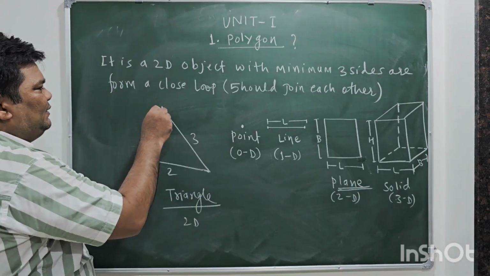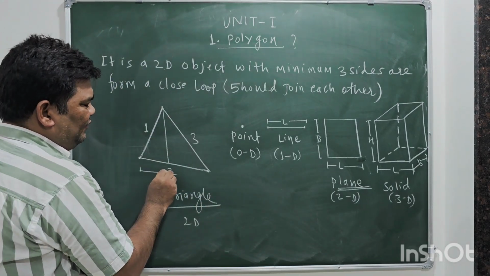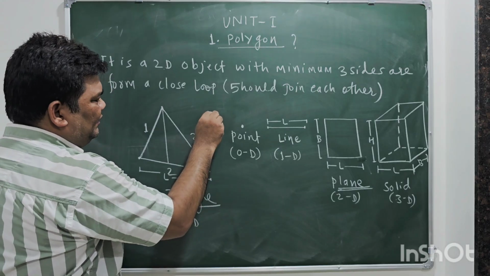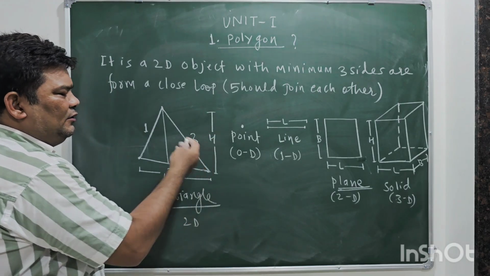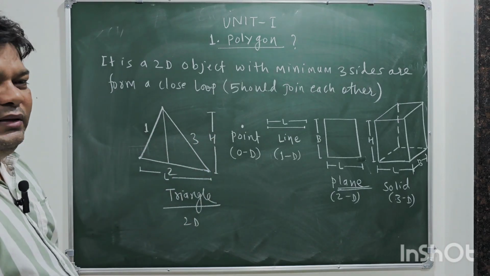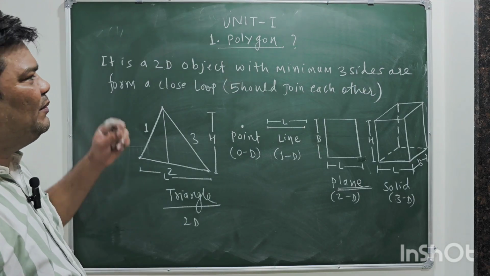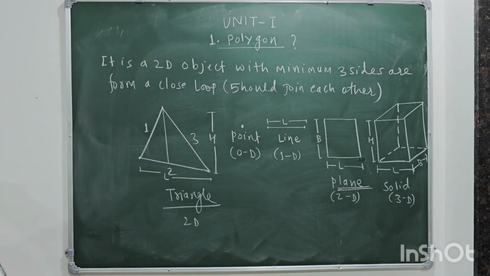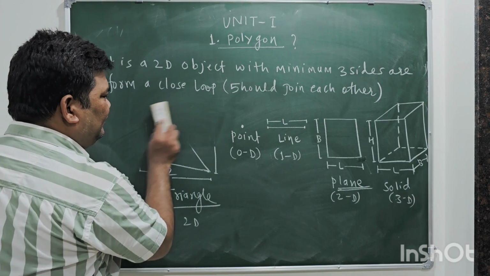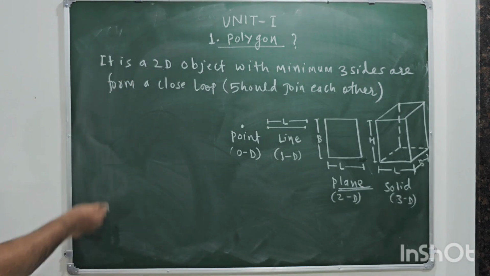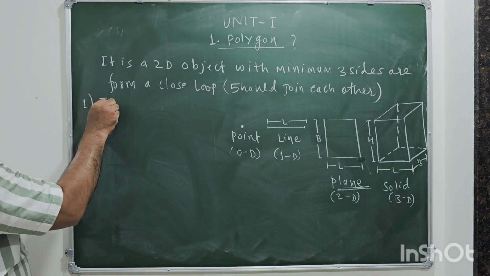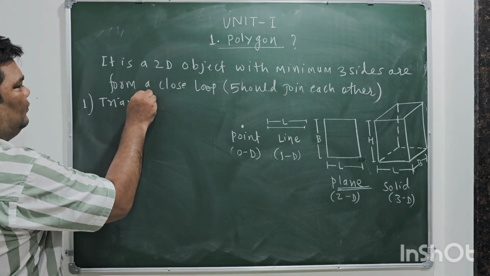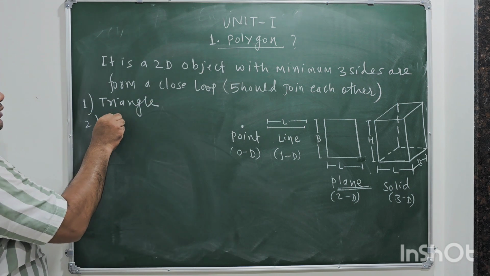So by this example, there are 2 dimensions. This is the length, for example, and this may be the altitude. You can call it the height. So 2 dimensions. Similarly, there are some other examples of polygons that you can see apart from the triangle. Number 1 we can write triangle, then square.